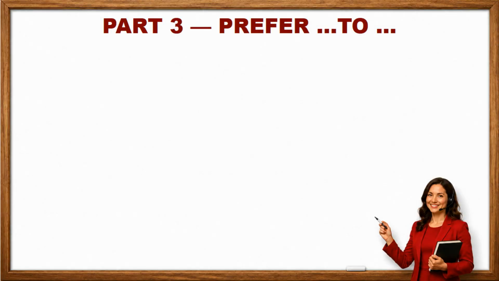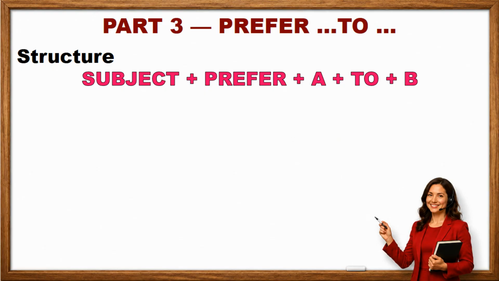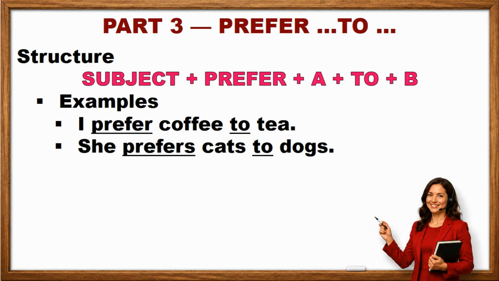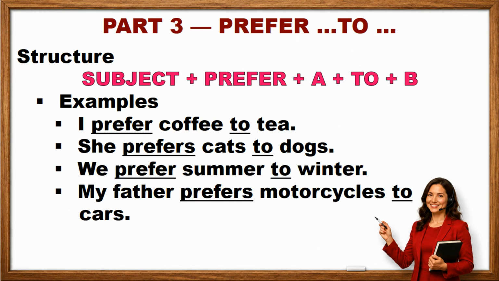Part 3. Prefer, to. This is probably the most common way. Structure. Subject plus prefer plus A plus to plus B. Examples. I prefer coffee to tea. She prefers cats to dogs. We prefer summer to winter. My father prefers motorcycles to cars.